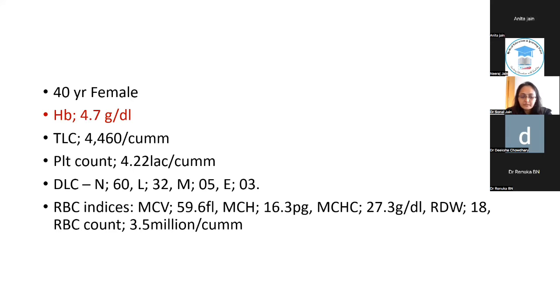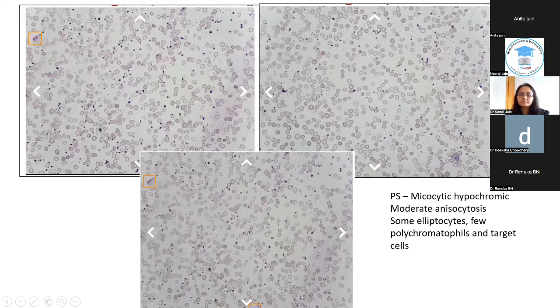I picked up some interesting cases from routine practice. This is a 40-year-old female with a hemoglobin of 4.7. Needless to mention, think how well she would be managing her daily routine activities. She has a normal TLC, normal platelet count, and normal differential count, but the red cell indices are microcytic hypochromic, with an MCV of 59.6 femtoliters.